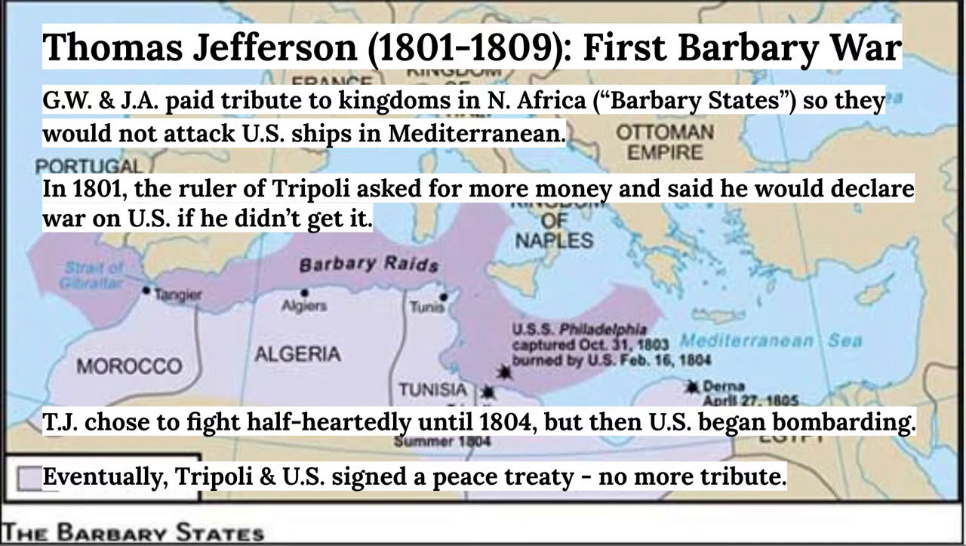The darker purple is areas out into the sea where pirates from these northern African countries, states would go out and attack. Okay? Washington and Adams were both paying tribute, or a bribe, essentially, to these kingdoms to keep them from attacking United States ships that are sailing in the Mediterranean Sea to trade with places like Italy.